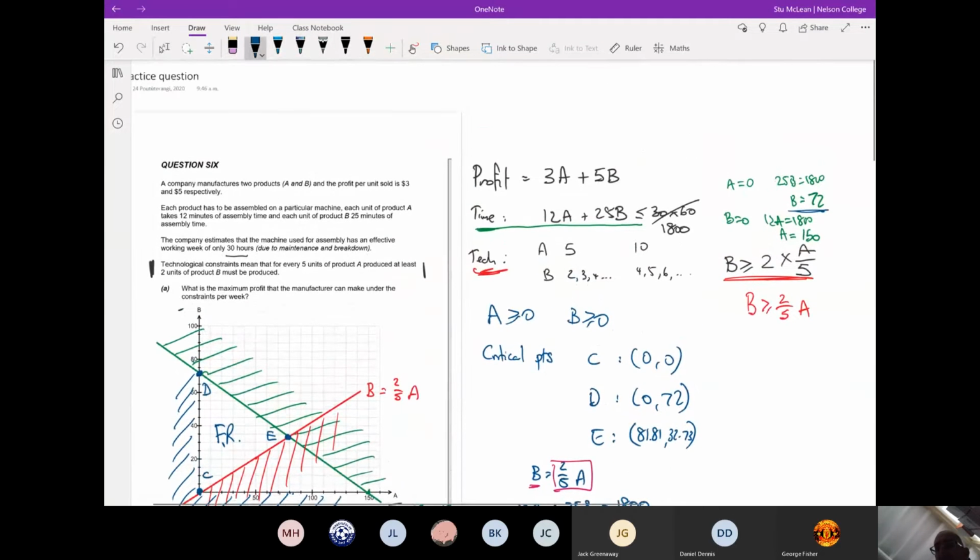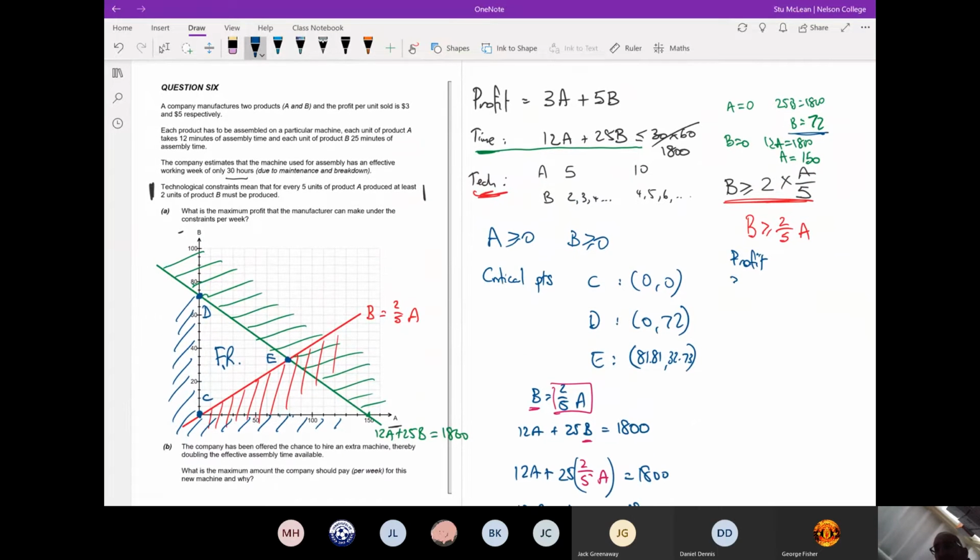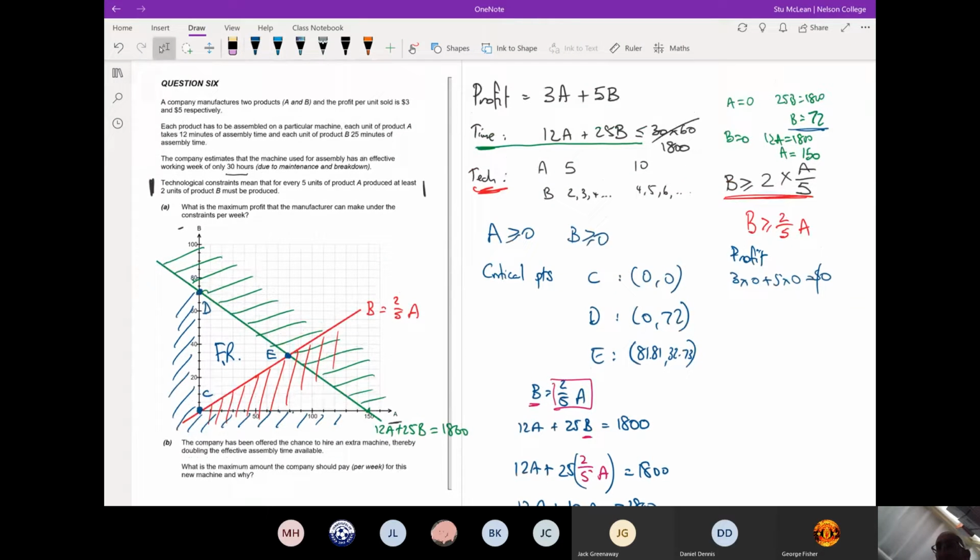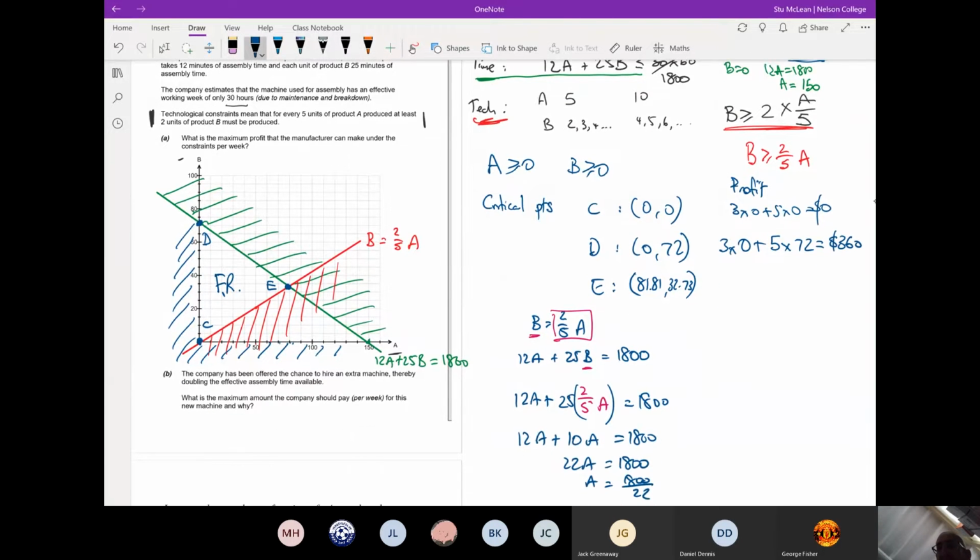So let's work out our profit. At point C, it's going to be 3 times 0 plus 5 times 0, which is 0. So there's no point making no products. At point D, it's going to be 3 for every A plus 5 for the 72 Bs, which is 360. And at point E, we're going to get $3 profit for each of the A's plus $5 profit for each of the B's.